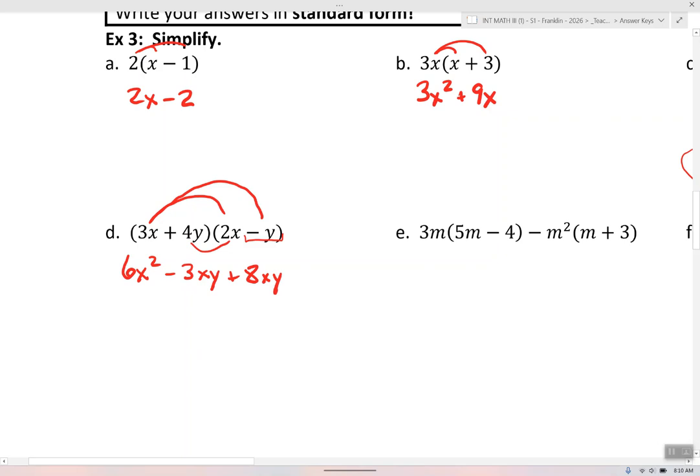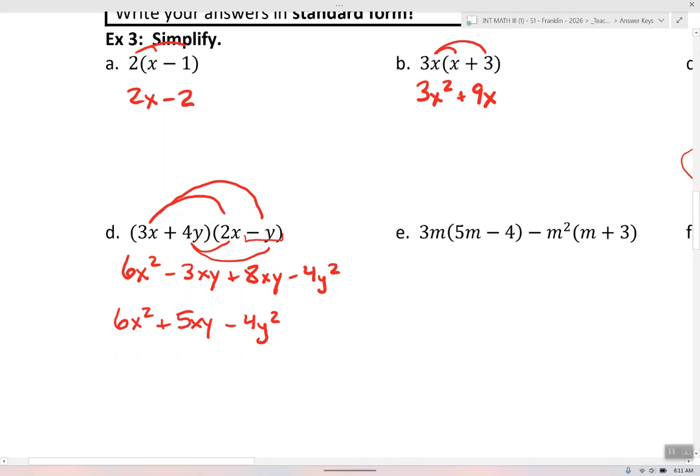If they're different bases, we can't combine their exponents. And then 4y times negative y is negative 4y squared. Then we can combine those middle two terms. 6x squared plus 5xy minus 4y squared.